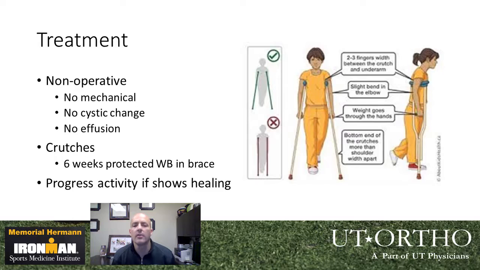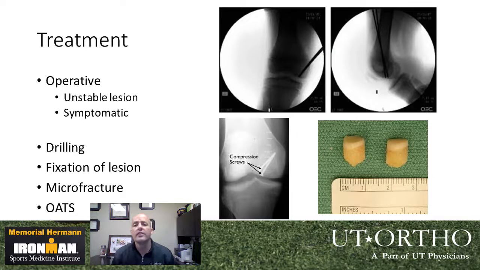Initial treatment is non-operative if there's no mechanical symptoms, no cystic change, no effusion. If they're having discomfort, you protect their weight bearing for at least 6 weeks. You can put them in a brace, and you slowly progress their activity if serial x-rays show healing. Operative treatment is indicated for unstable lesions and those that remain asymptomatic, and can include drilling both anterograde through cartilage and retrograde through bone, fixation of the lesion with screws, microfracture, and occasionally an osteochondral autograft transplantation if the patient's own bone and cartilage are not salvageable.